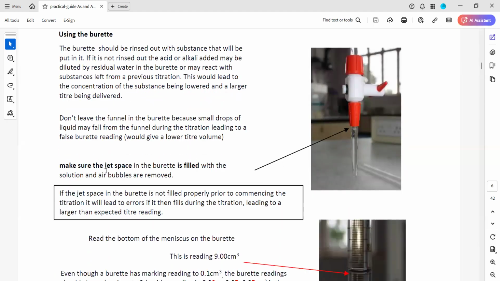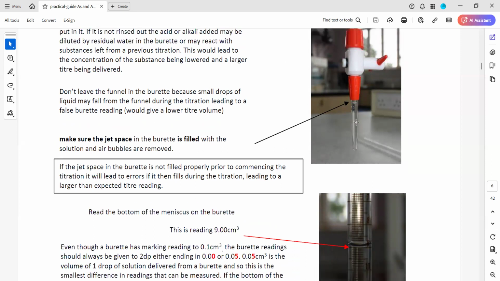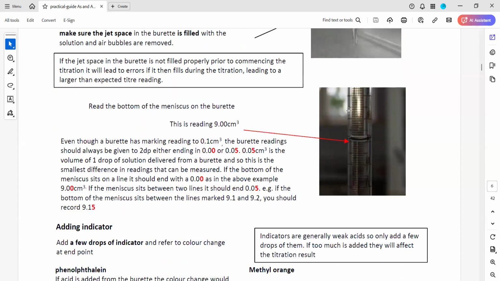And we make sure that the jet space in the burette is filled, as you can see here, with the solution, and that the air bubble is completely removed. If the jet space in the burette is not filled properly before we start the titration, it will lead to an error, because if it fills during the titration, it leads to a larger than expected titer. So we should always discard it by opening the tap here and removing all of the air out from this jet.